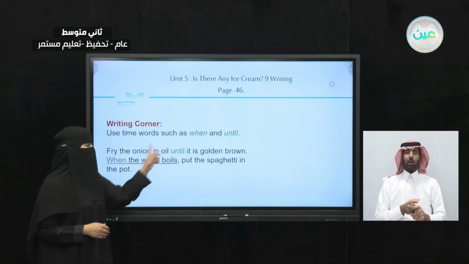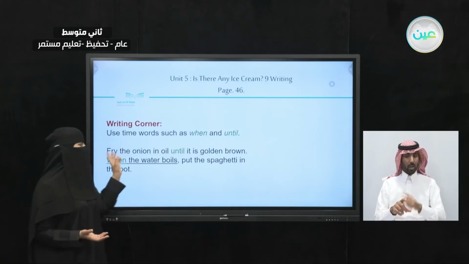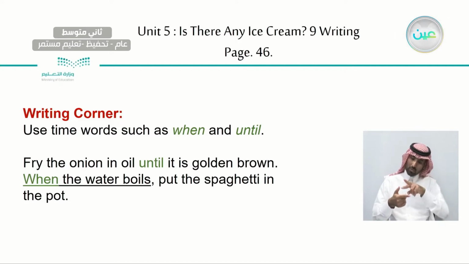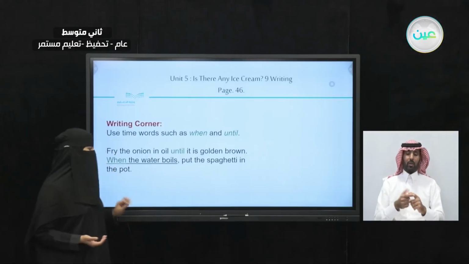So here we have until. Now, when are we going to use until? We can use it when something happens or you do something until you see a difference. So you're frying the onion until you see the difference in the onion, until it's golden brown. And in the other example, when the water boils, what are you going to do? Go to the next step. Put the spaghetti in the pot.